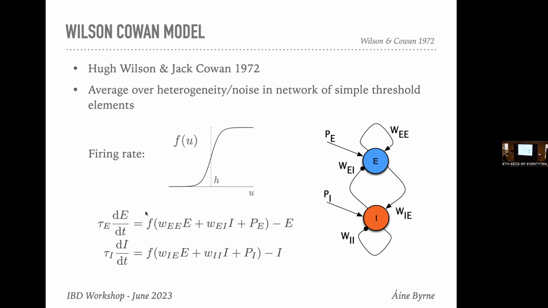So f is a function of these input terms. If there's no input, so those two f's are 0, then you just get a minus e and a minus I. So the activity decays to 0. If it's getting no input, this activity decays to 0. If it's getting some input, it's going to increase the activity. And there's a balance here.